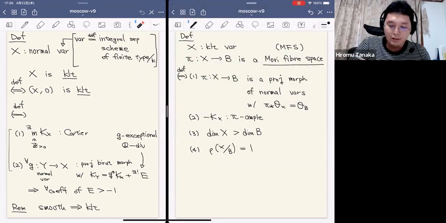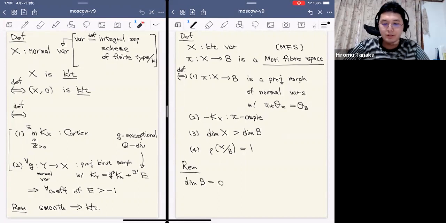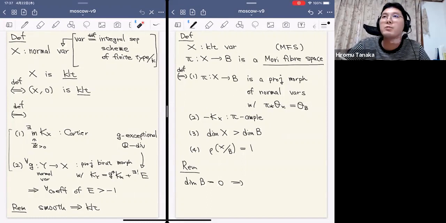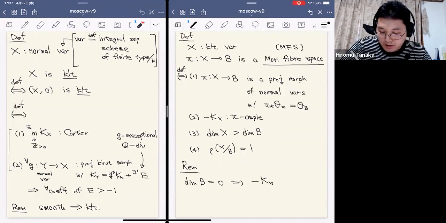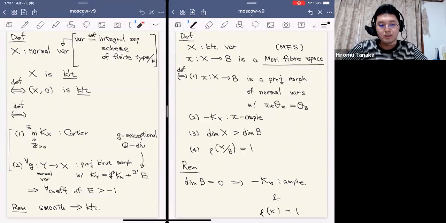So let me add some remarks on this definition. First, we allow the case when the dimension of B is equal to 0. And in this case, by definition, X is projective from the first condition. X to B is a projective morphism, so X is projective over Spec K. And minus K_X is ample, which follows from the second assumption. And the Picard number of X is equal to 1, which follows from the last condition. So this is a KLT Fano variety of Picard number 1.